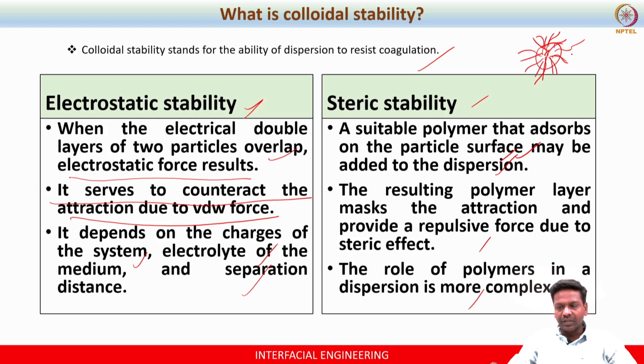Because this repulsive force is generated due to the steric effect, we call such force steric repulsive force, a repulsive force due to steric action or steric hindrance. Here the role of polymers in a dispersion is more complex. Although one can improve the stability, it is very important to understand the interaction between particle and polymer, and sometimes it becomes a very complex system.